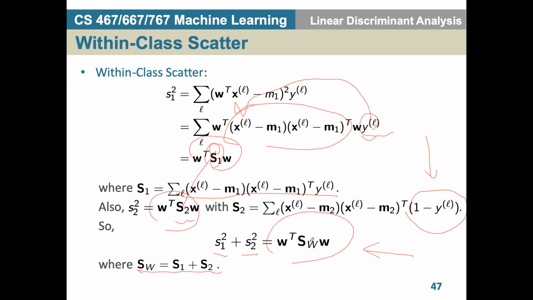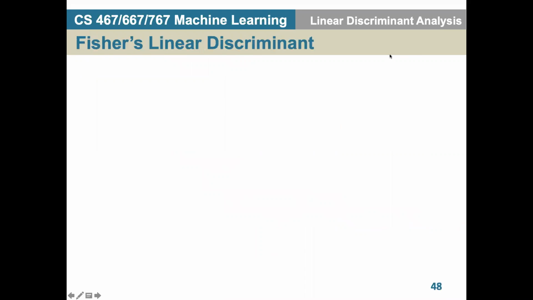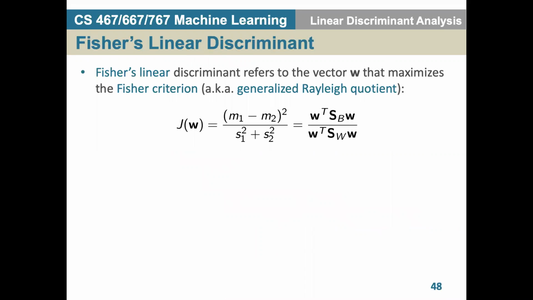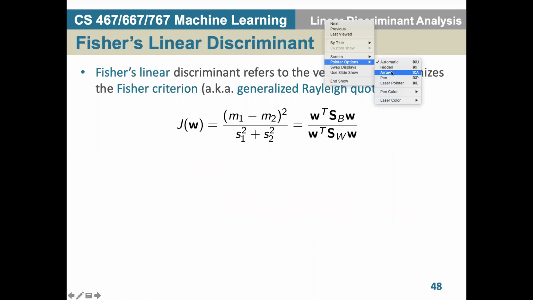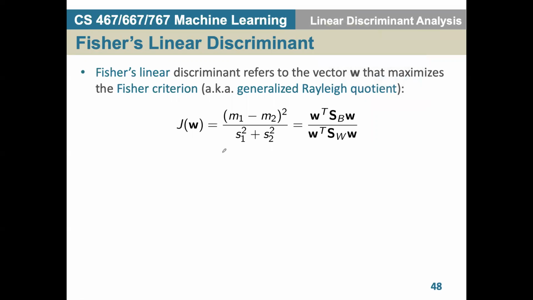We use W here because this is the within-class scatter. We want the within-class scatter to be small, so the variance is small in each class, but the between-class scatter to be big. This is actually the Fisher's linear discriminant principle. This is exactly what we're talking about. So we want this Fisher's criterion. This is also called the generalized Rayleigh quotient, and it is to be maximized.